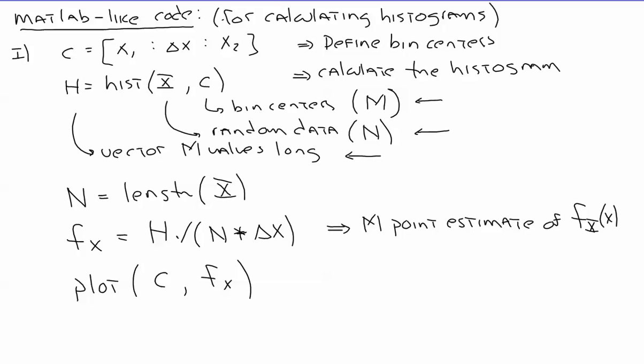In this particular case, you pick up front what your bin centers are going to be. You pick what the lowest bin center is, x1, the highest bin center is xM, and you specify the bin width, delta X. Matlab's happy to do the rest for you. There's another way. In this case, it's a little bit different. Now, M is an integer.